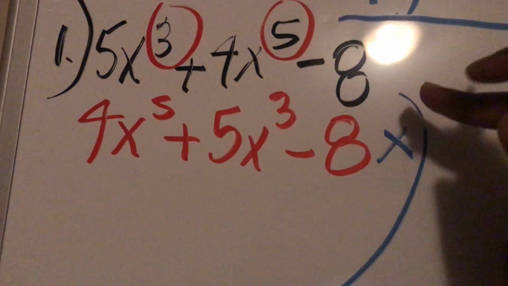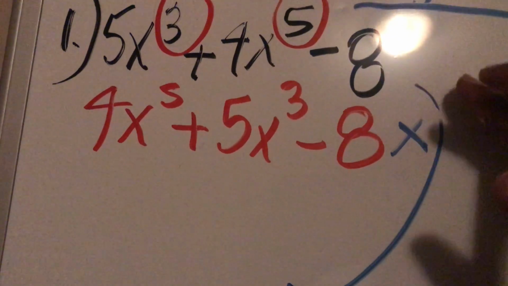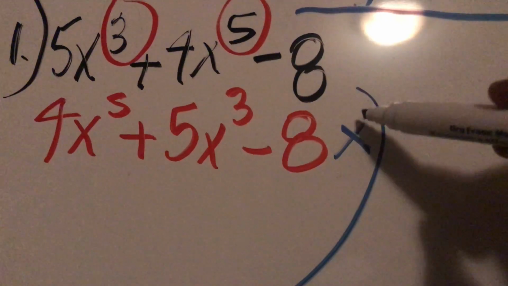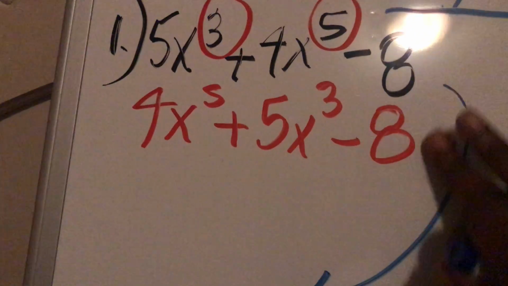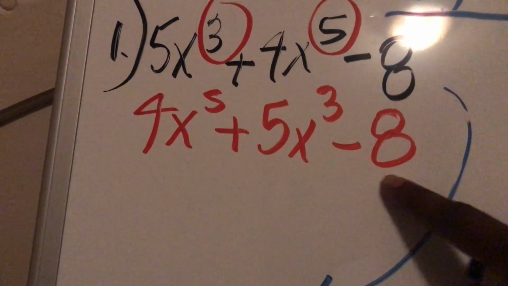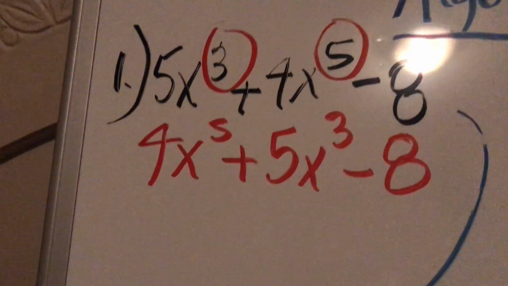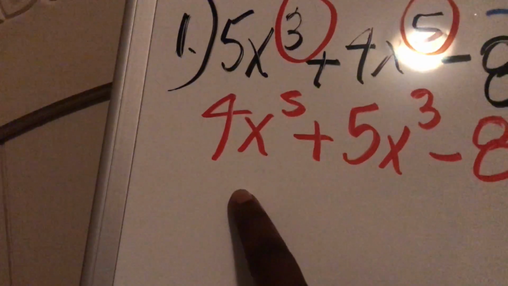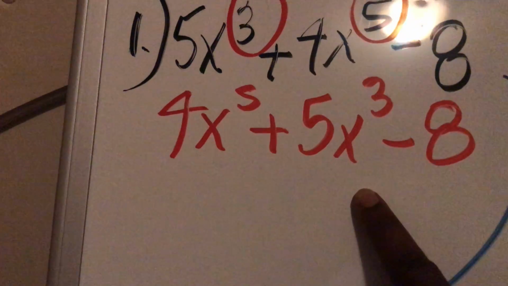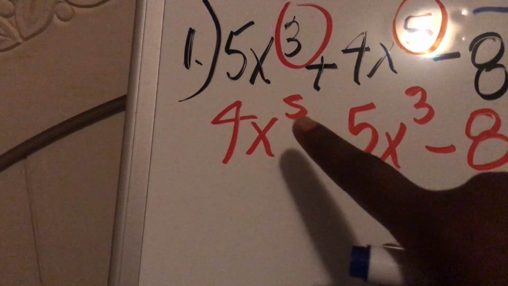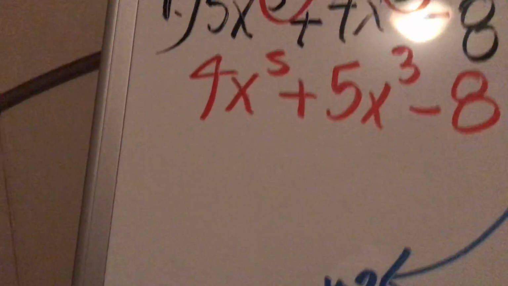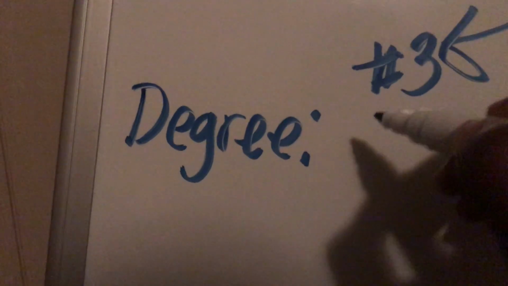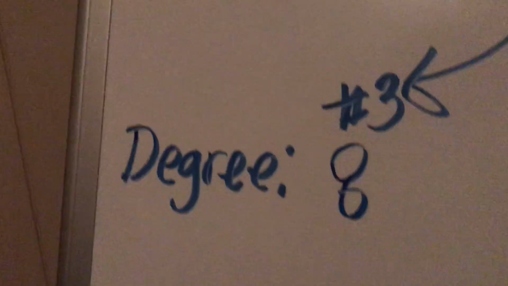Even though it doesn't have an actual exponent present, you know that there's an imaginary 1 there because of the presence of an x. But in this case, this is just your constant, so it doesn't have an x. So we're only going to look at the 4x to the 5th and the 5x cubed. So you're simply going to add the exponents. You're going to add the 5 and the 3. 5 plus 3 is 8. So the degree of this polynomial is 8.